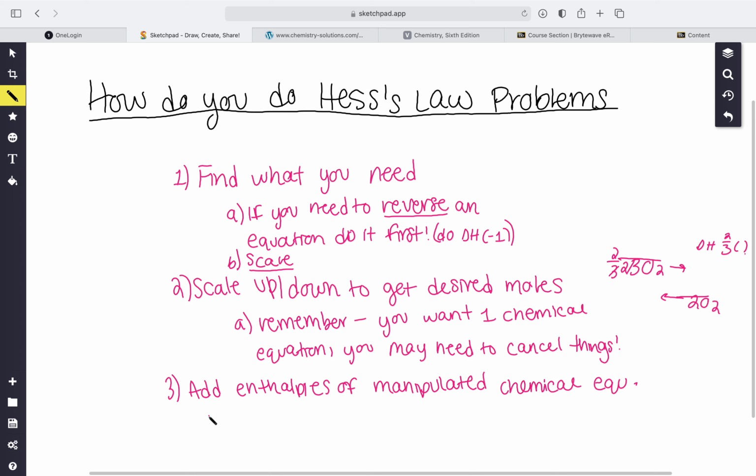So I'll go through that. And then once you do that, you add the enthalpies of the manipulated chemical equations, and that's your answer. Your answer is the enthalpies added together of those manipulated chemical equations after you did what you needed to do in order to cancel things and get the original problem that you were asked for.